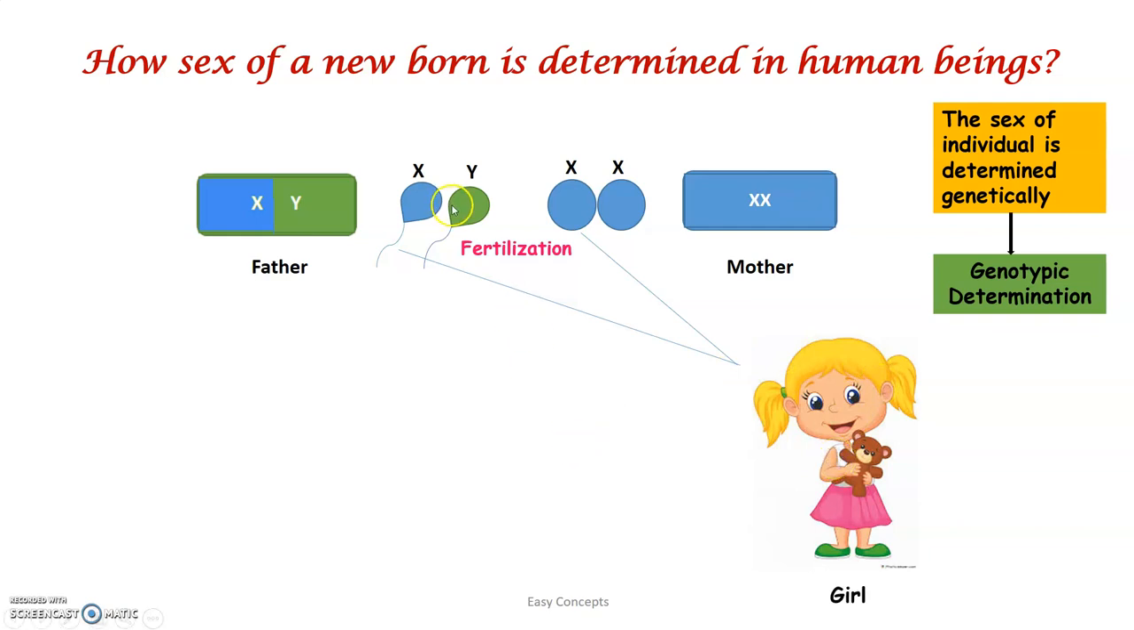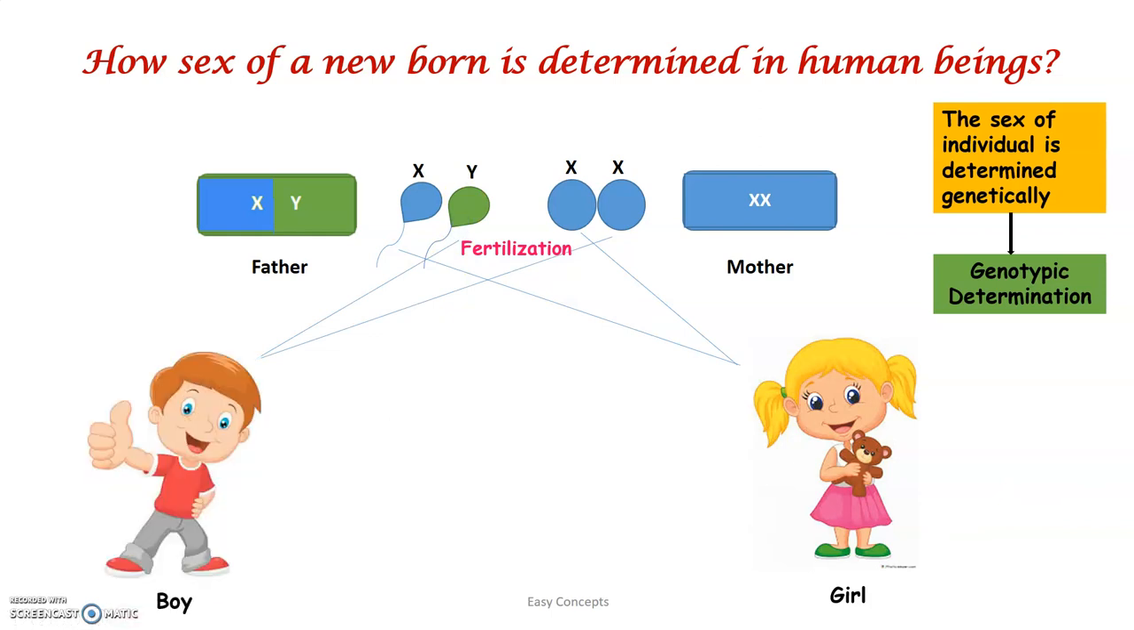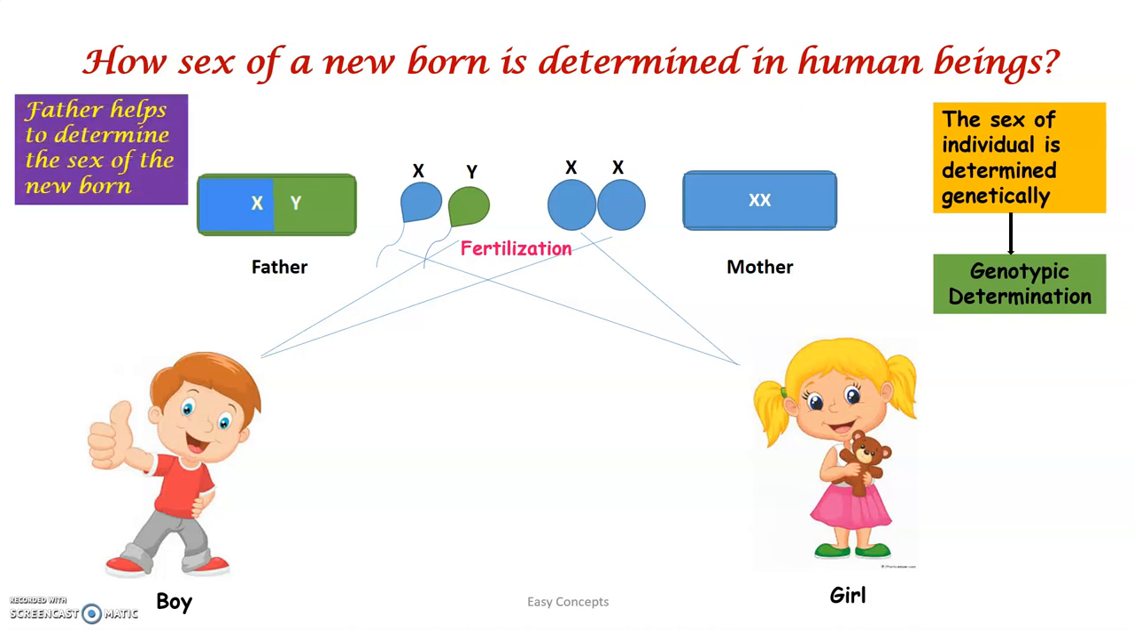Whereas if a sperm cell with a Y chromosome fuses with the mother's X cell, in that case we will get a baby boy, because now we have a chromosome pair of X and Y. So it is very important to remember that the father determines the sex of the newborn, as the father is the only one having the variant type of sex chromosome. So I think you have got an idea of how sex is determined in human beings.